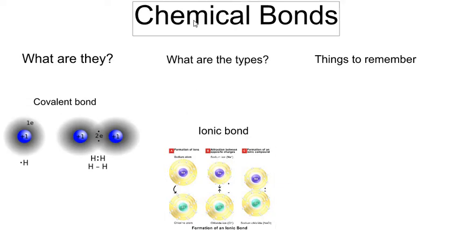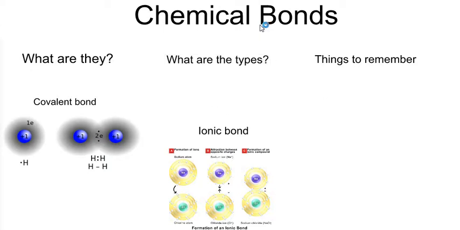So, what is a chemical bond? Chemical bond is a lasting attraction between atoms that enables the formation of chemical compounds. That basically means that chemical bond is an attraction between atoms, which are the things that make up the universe, and which enables them to make chemical compounds. So let's get to the next part.